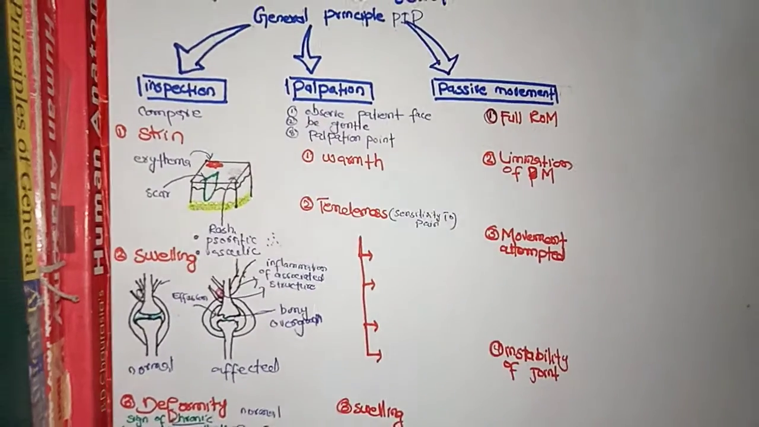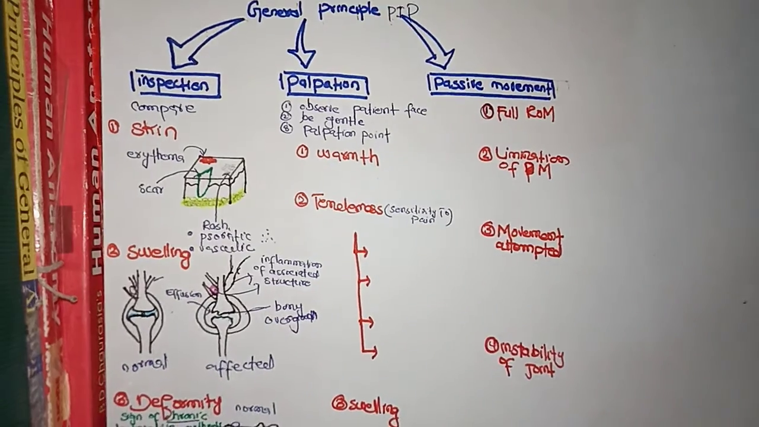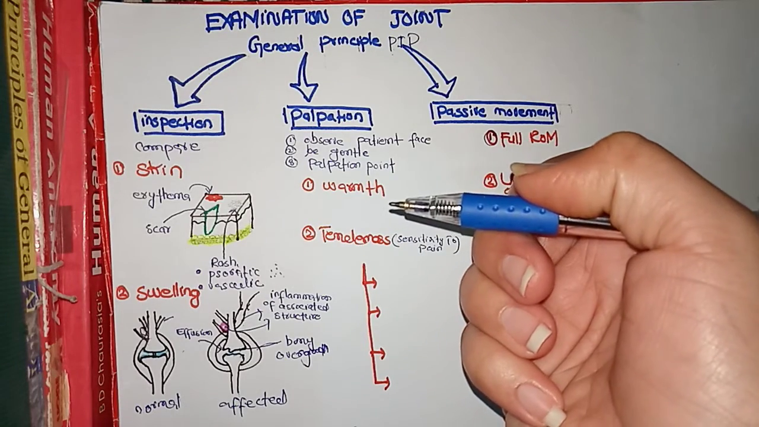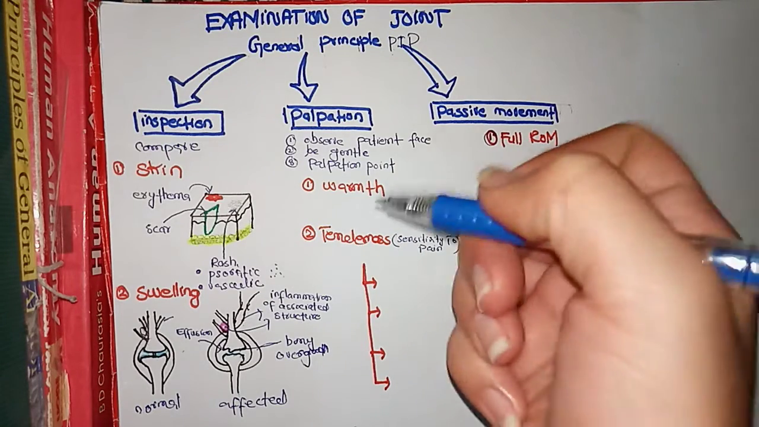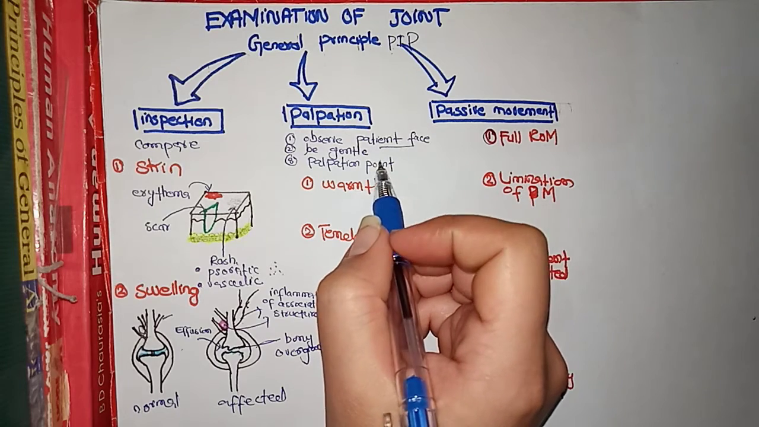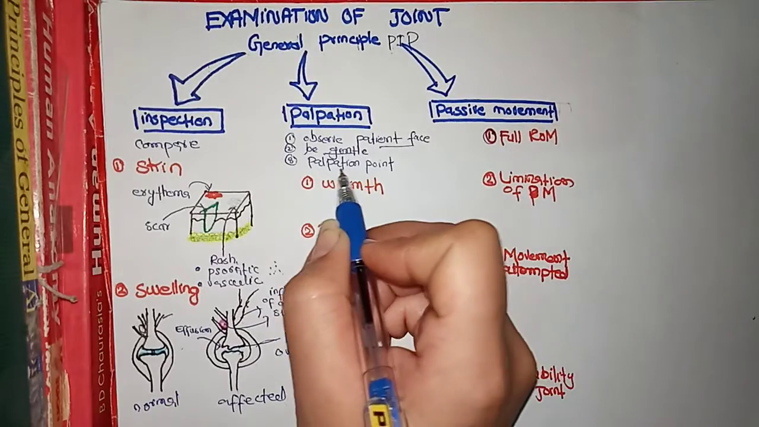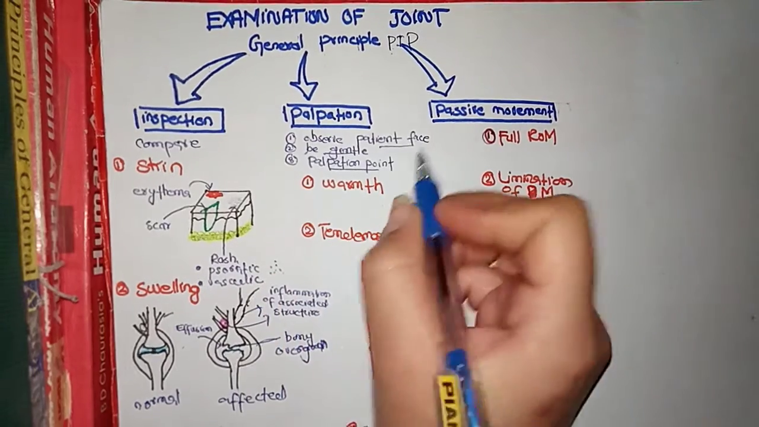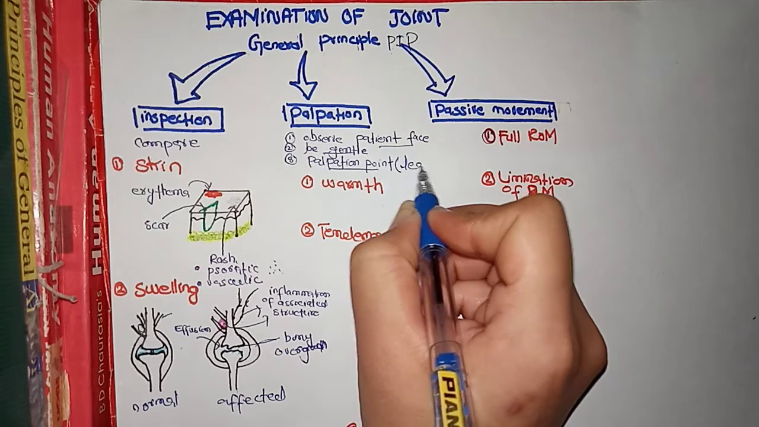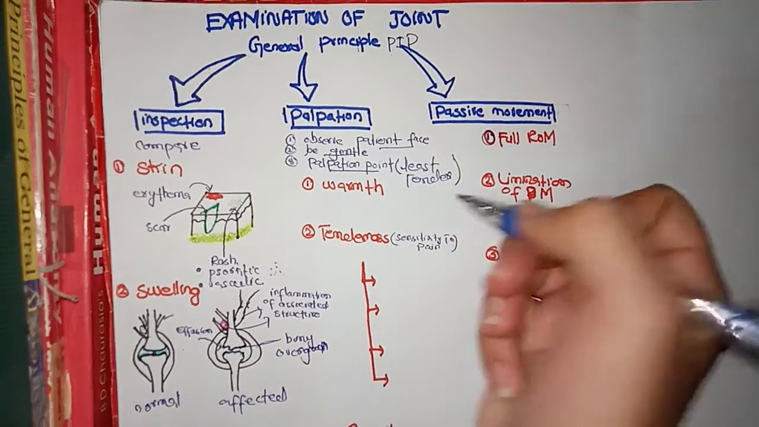And the next thing we observe is palpation of the joint. You have to palpate the joint, and when you palpate it, you observe the patient's face, what kind of expression they give, and you should be gentle. And the palpation point is where the tenderness is least, where the least tenderness is present, and tenderness is the sensitivity to pain.